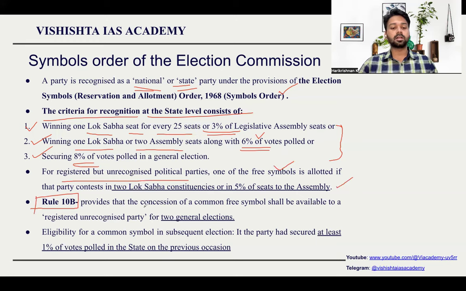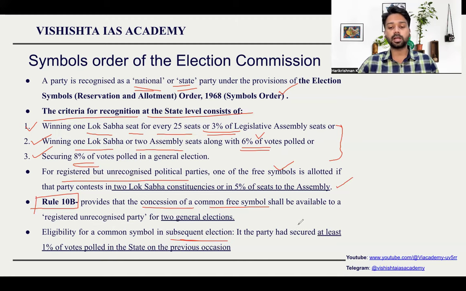This says that the concession of a common free symbol shall be available to a registered unrecognized party for two general elections. So if I have a registered unrecognized party, and I have been given a symbol by the Election Commission, for the next two elections I will have this symbol. After that, I will have to go and register again. So the eligibility of a common symbol in a subsequent election.